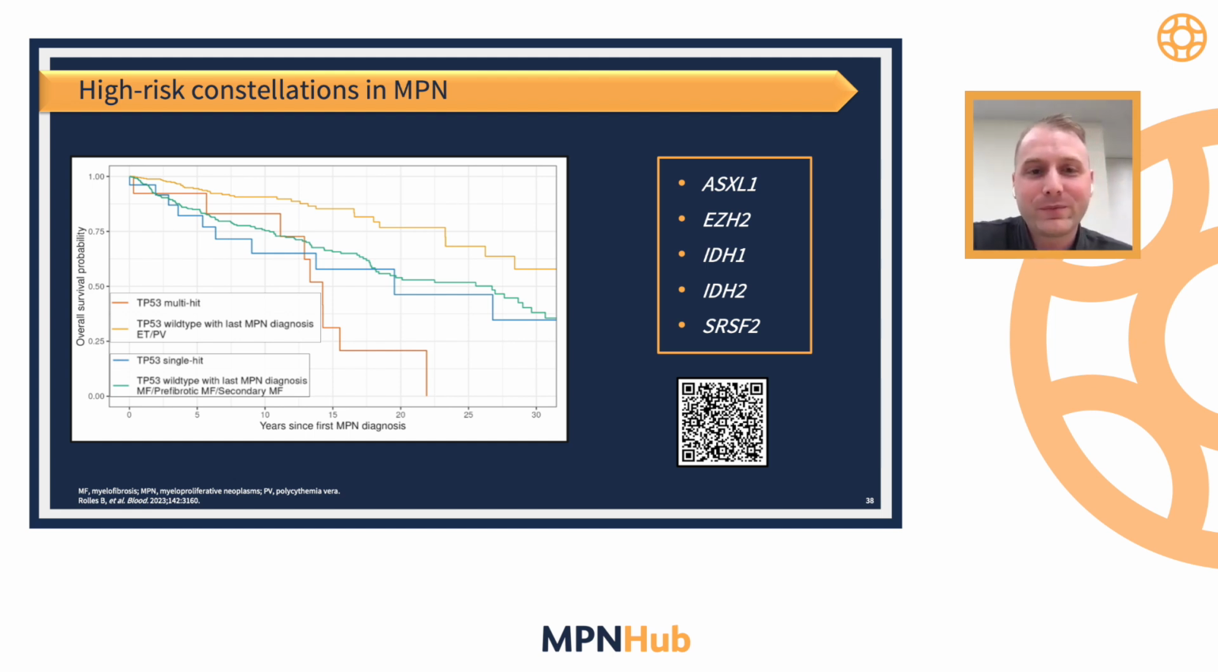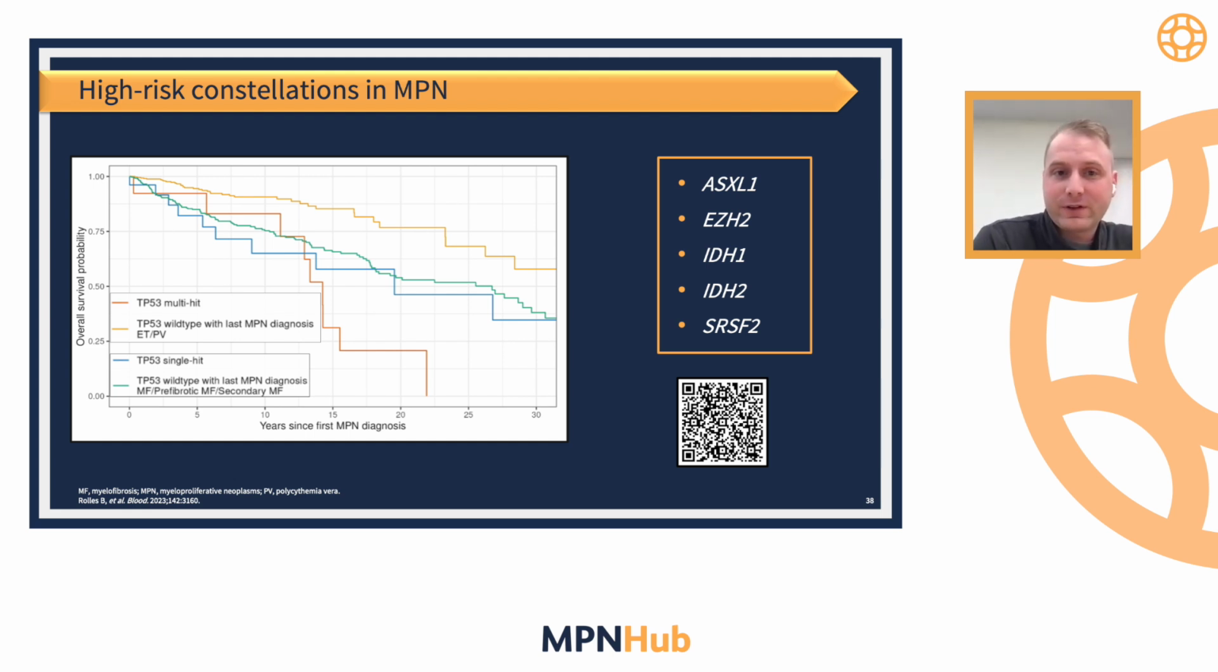So the yellow graph, you see PV and ET patients. In green, the green graph are patients only with bone marrow fibrosis. And then the blue graph indicates TP53 single hit patients, and the orange graph are TP53 multi-hit patients.